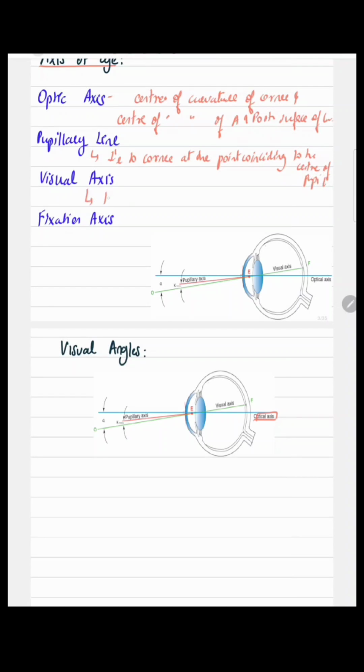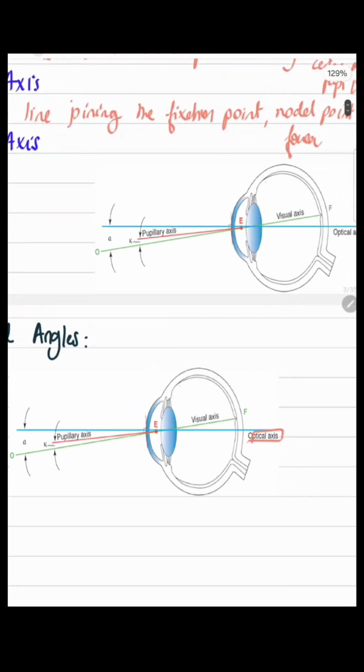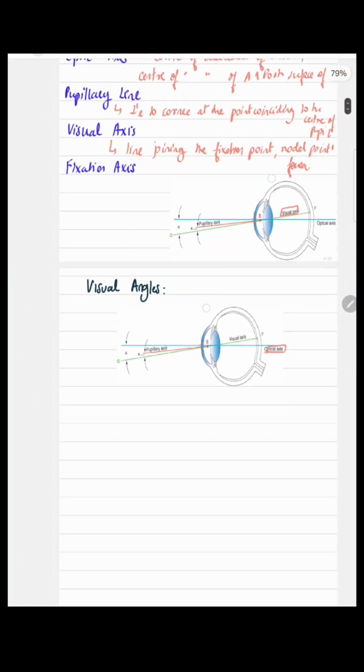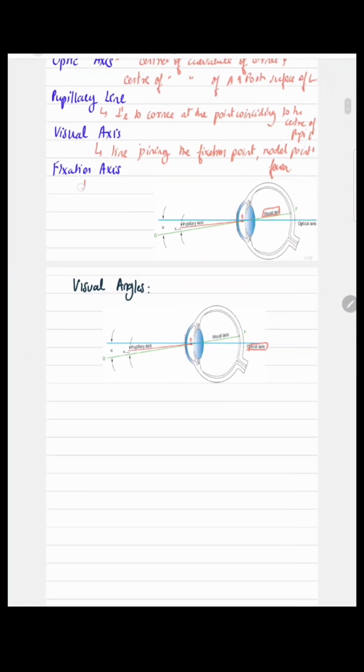Next is the visual axis. It is the line joining the fixation point, the nodal point and the fovea. That is the visual axis. Fixation axis is the line joining the fixation point and the center of rotation.